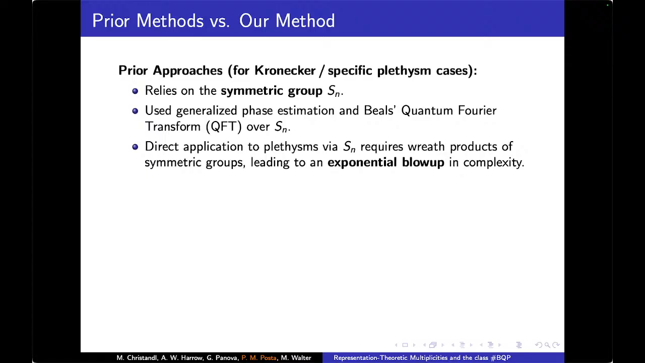The problem is that for the general plethysm case, to get these multiplicities coming from the symmetric group, you actually need root products of the symmetric group. And there is no known efficient enough quantum circuit that does the Fourier transform for the root products of the symmetric group. So this is not so immediate to generalize to plethysms.